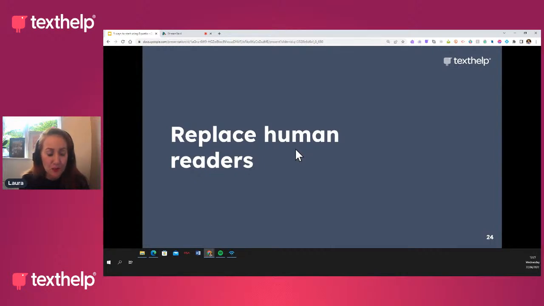So what I'm going to touch on now is the ability of Equatio to be used as a computer reader as well. So this might be new to some people that are watching this. Equatio is an approved JCQ computer reader. What that means is you can actually replace your human readers in the maths and science exams.